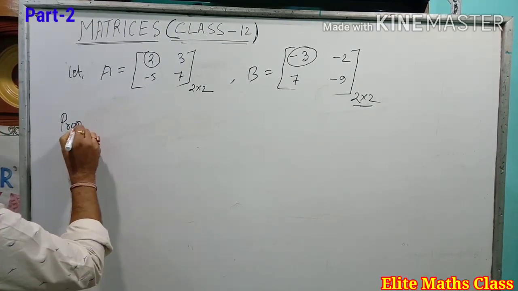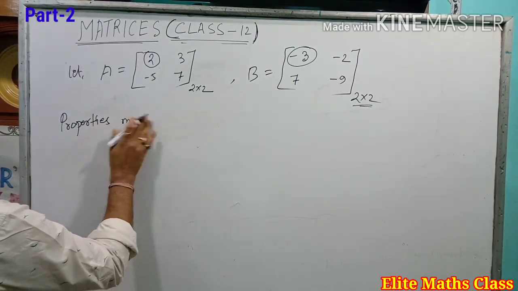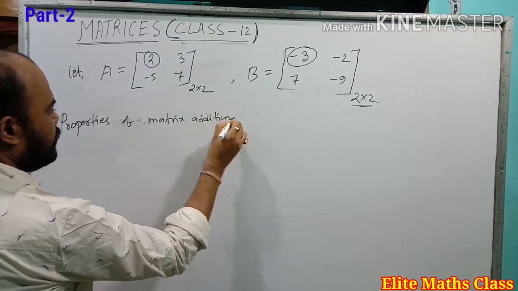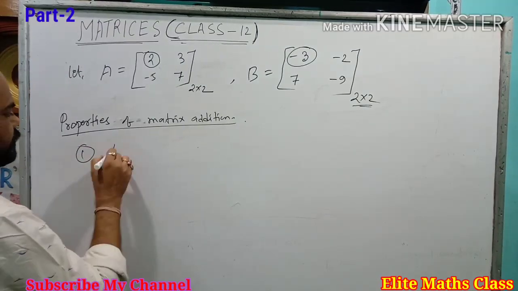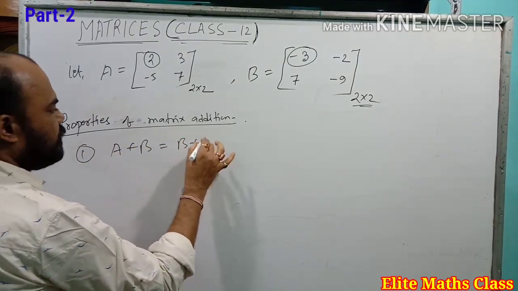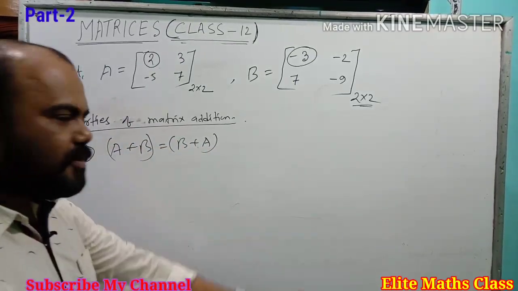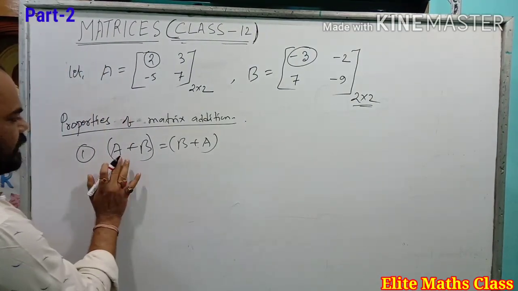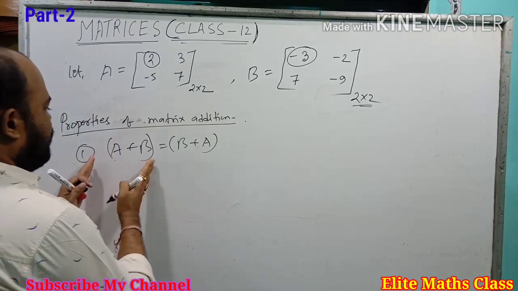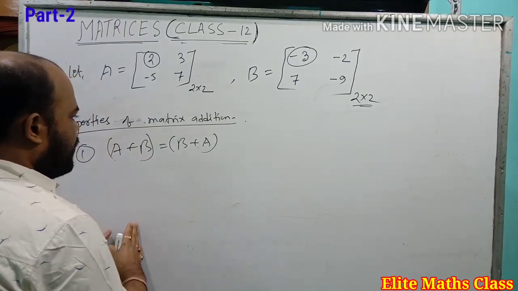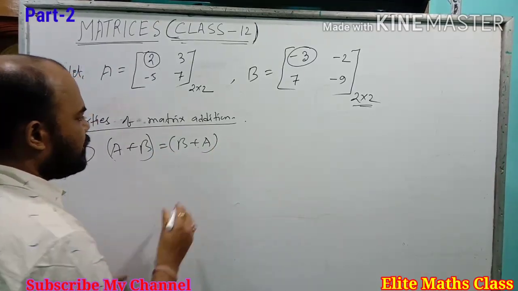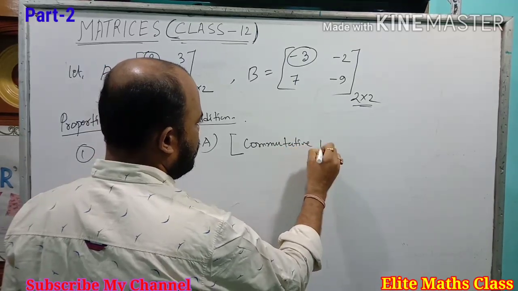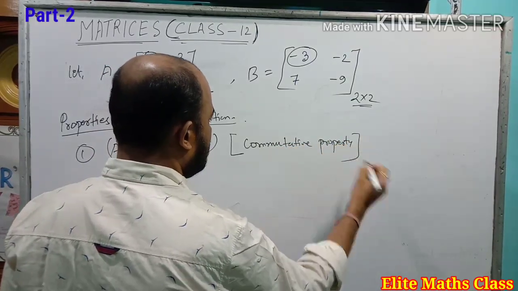Some properties of matrix addition. The first property is A plus B equal to B plus A, subject to the condition that A and B are of same order, that is A and B two matrices are compatible for addition. Then A plus B equal to B plus A, that is if you write A first then B and find the addition, or if you write B first then A and find the addition, both the values are same. This property is called commutative property.